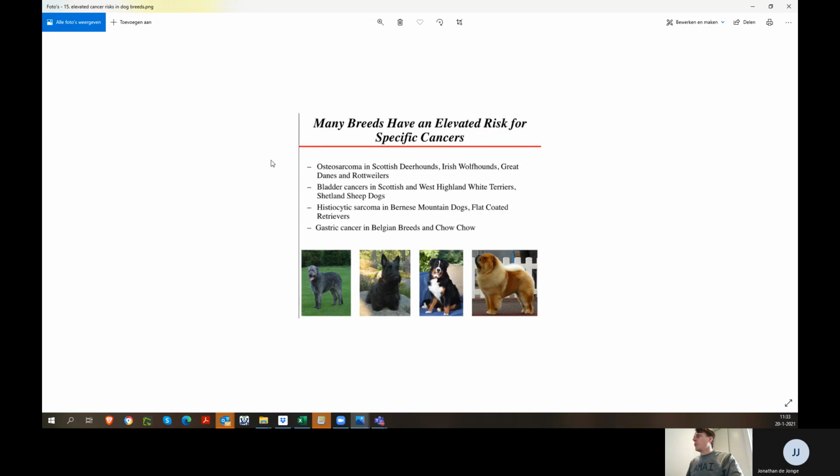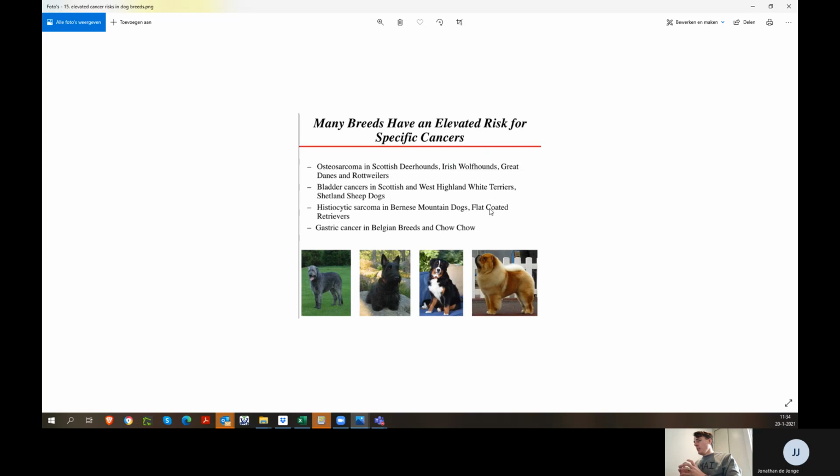For example, osteosarcoma is more common in the English breeds that you saw, so the deerhounds, the wolfhounds, more of the mastiff type of dog, also the Rottweilers. And bladder cancer is more common in certain types of terriers, but also some sheepdogs. And other sarcomas are really deadly, and they are common in the flat-coated retrievers.